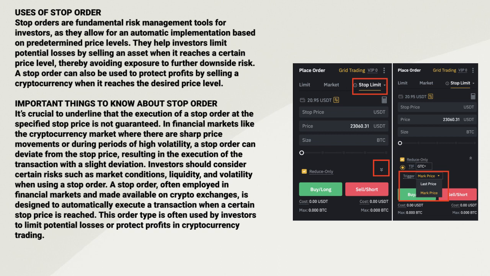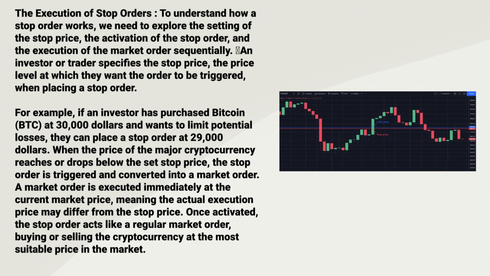A stop order, often employed in financial markets and made available on crypto exchanges, is designed to automatically execute a transaction when a certain price is reached. It is often used by investors to limit potential losses or protect profits in cryptocurrency trading. The execution of stop orders.